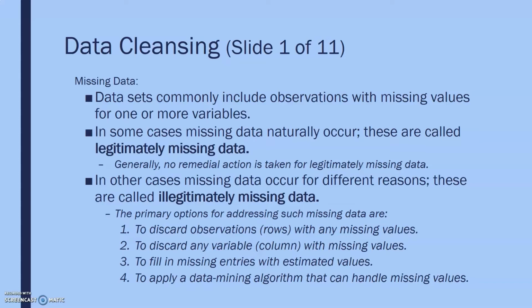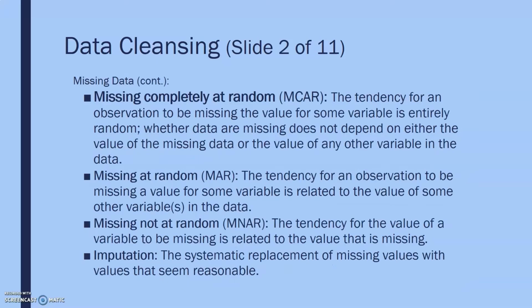First, discard observations, which are the rows with any missing values. Second, discard any variable or column with missing values. Third, fill in missing entries with estimated values. And lastly, apply a data mining algorithm that can handle missing values. So those are the primary options for addressing missing data.